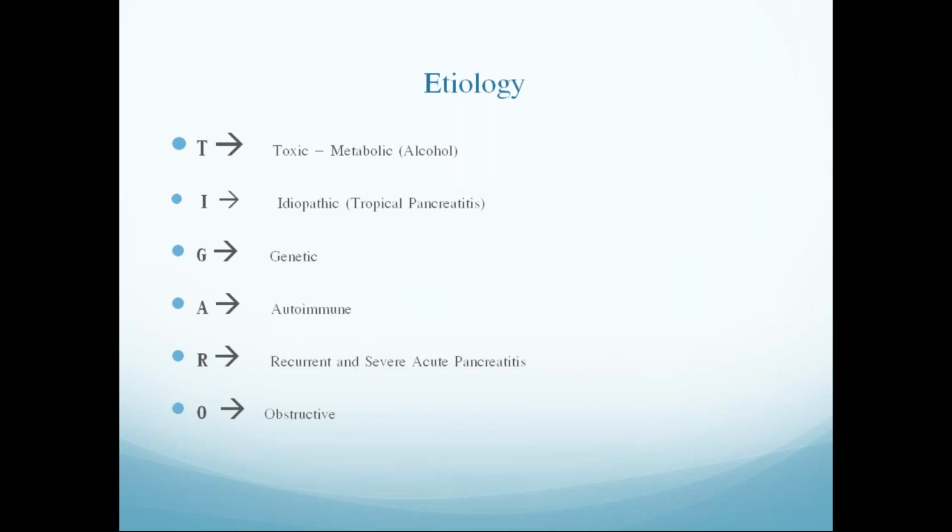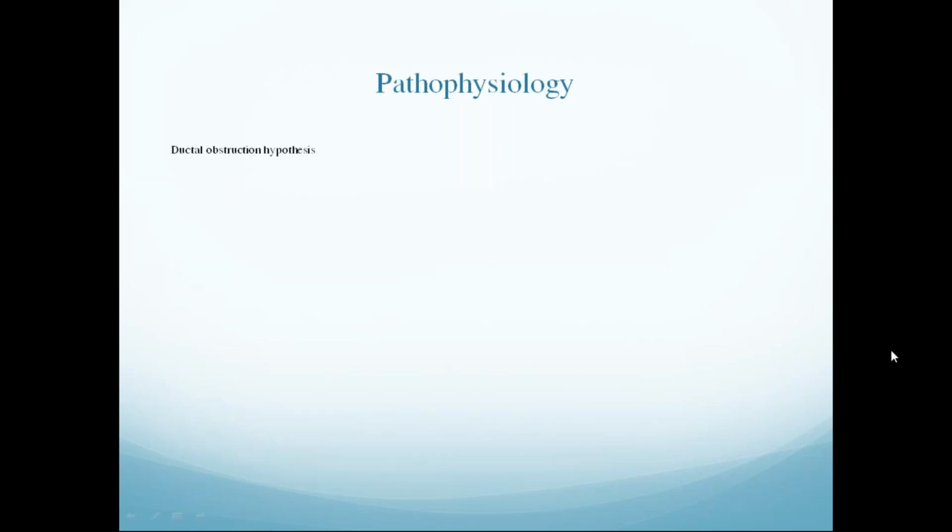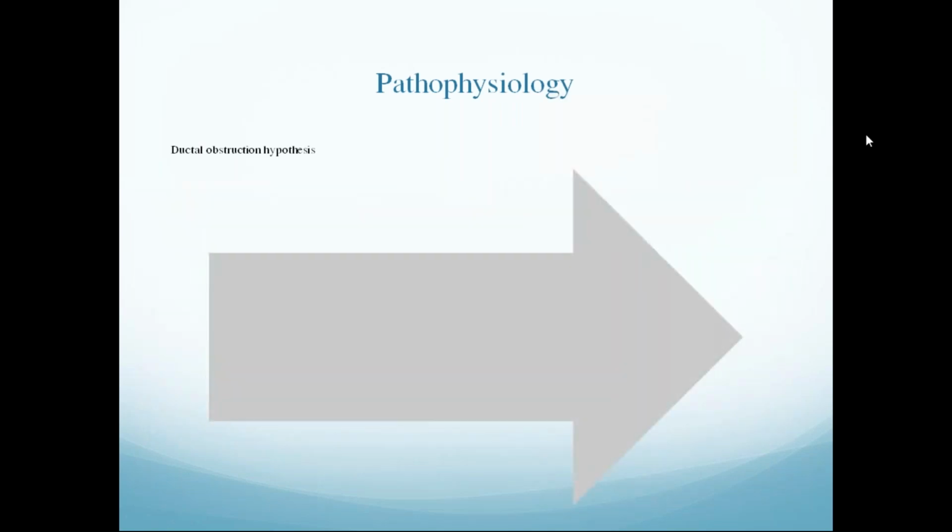So, etiology. So easy to remember. Agarose, that is toxic, that is metabolic, mostly alcohol consumption, and I is idiopathic tropic pancreatitis. G is genetic mutations, and A is autoimmune conditions such as Sjogren syndrome, HLE, like that. And R is recurrent and severe acute pancreatitis, and O is obstructive type of pancreatitis.